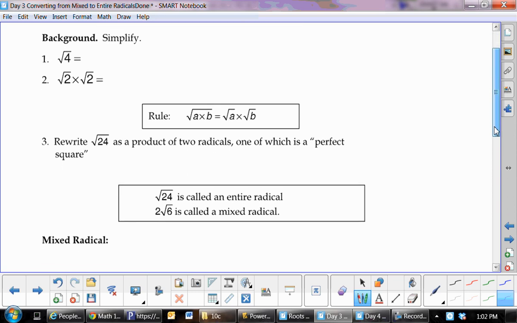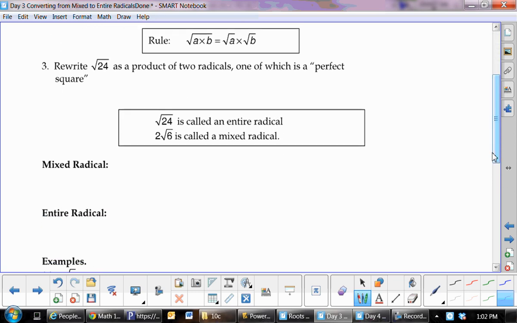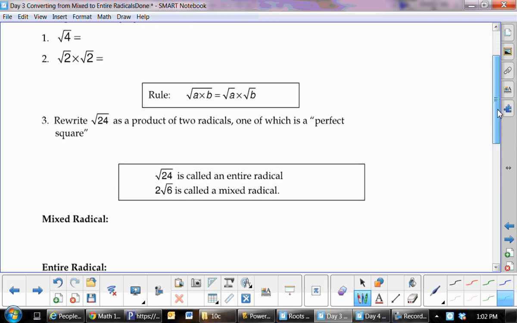Also, the rule of radicals: root A times root B is the same thing as root A times B. But a better rule that I like even more is this one. If I had A root B times C root D, what would be the answer to this?